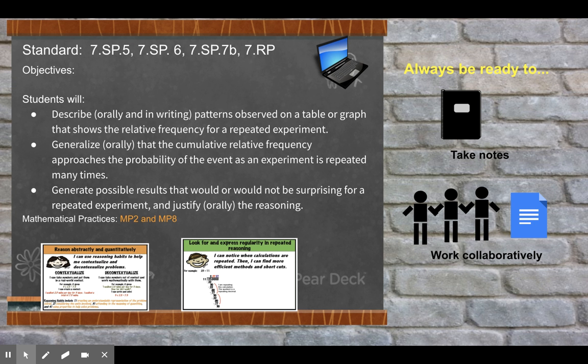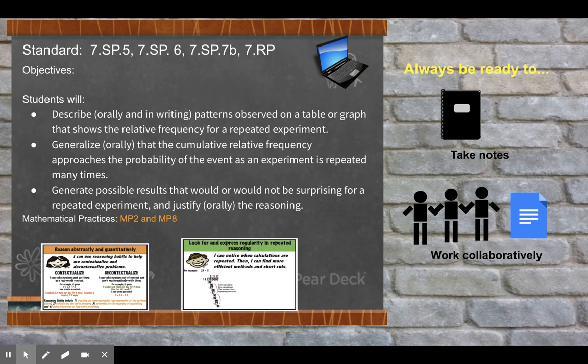Our objectives are that students will describe patterns observed on a table or graph that shows the relative frequency for a repeated experiment, generalize that the cumulative relative frequency approaches the probability of the event as an experiment is repeated many times, and generate possible results that would or would not be surprising for a repeated experiment and justify the reasoning. Our mathematical practices for today are MP2 and MP8, which are reason abstractly and quantitatively, and to look for and express regularity in repeated reasoning.